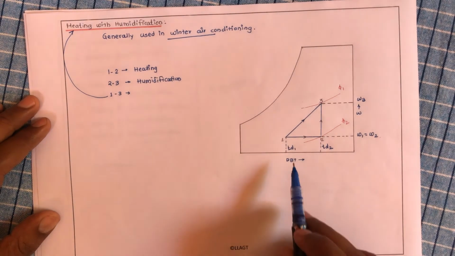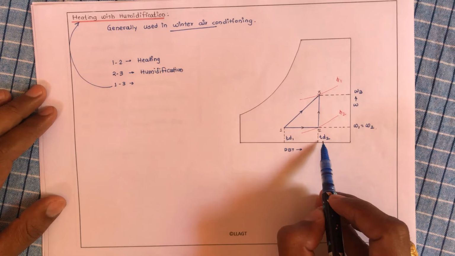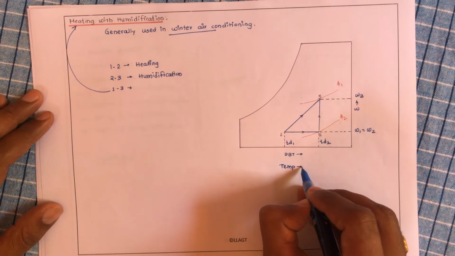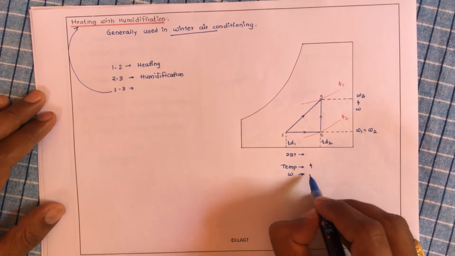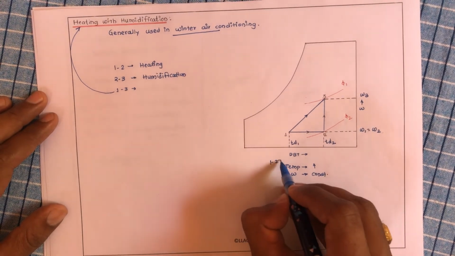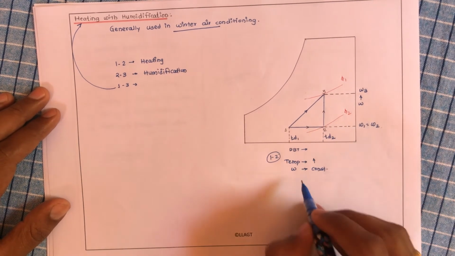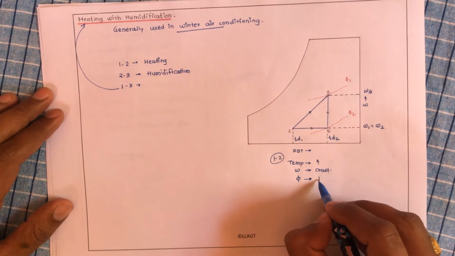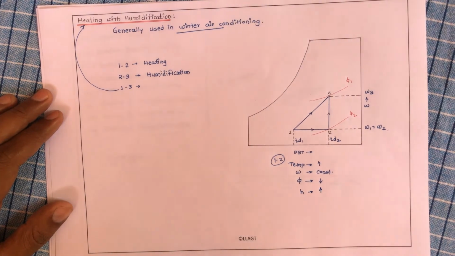Now this will be a simple revision. 1 to 2 is nothing but a heating process. During this heating process temperature goes on increasing. What will happen to specific humidity? Specific humidity or humidity ratio remains constant. I am writing this for process 1 to 2. Then what will happen to the relative humidity? That relative humidity goes on decreasing. And what will happen to the enthalpy? That enthalpy goes on increasing.